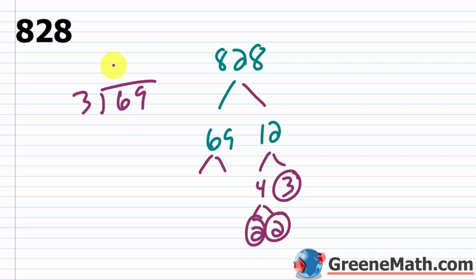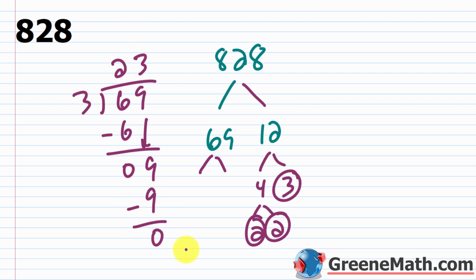3 goes into 6 twice. 2 times 3 is 6. Subtracting, you get 0. Bring down the 9. 3 goes into 9 3 times. 3 times 3 is going to be 9. Subtracting, you get 0. So this would be 23 times 3.